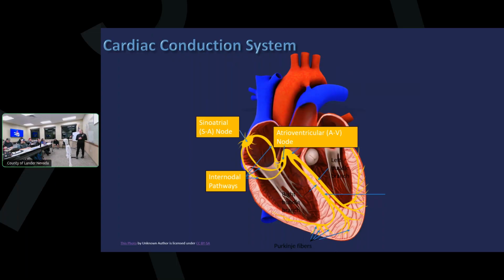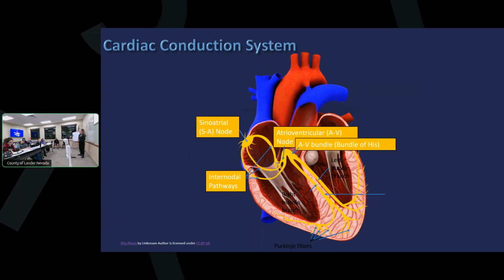From there, we have our AV node, or atrioventricular node. One way I remember the order of the nodes is that the heart is savvy. So we have our SA node and then our AV node. From there, it goes into our AV bundle. This is also called the bundle of His, or the His bundle.